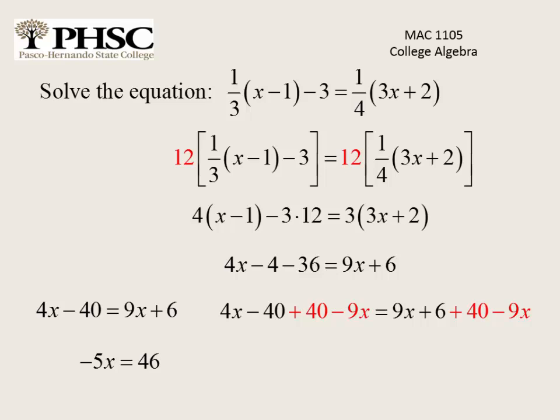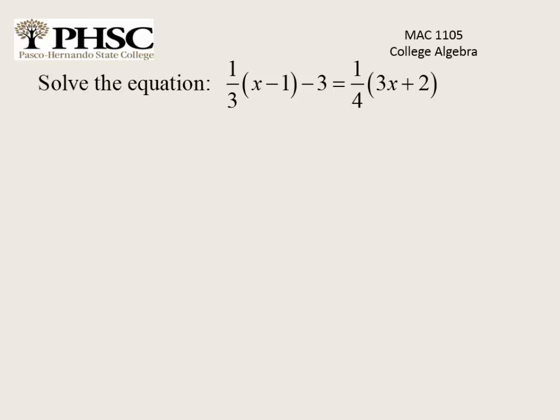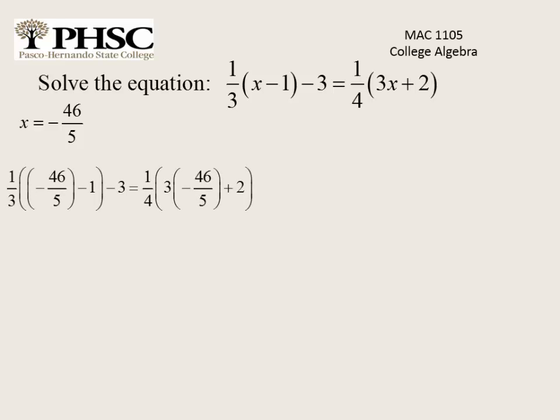So now we're going to go ahead and divide both sides by negative 5. And then we're going to end up with x equals negative 46 over 5. So at this point, we're going to go ahead and check this to make sure that this is in fact the solution. So here we have the original equation. Here we have the solution that we came up with. And if we substitute that into the original equation, in every place that we see an x, we end up with what we have here now.